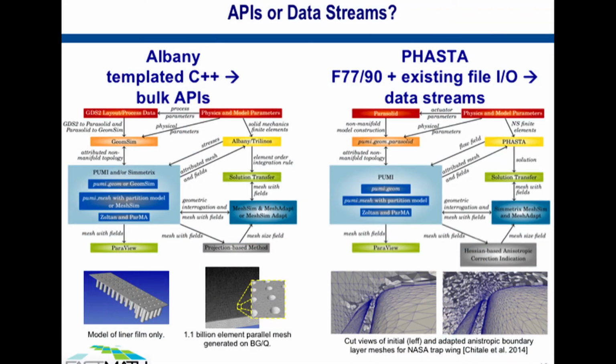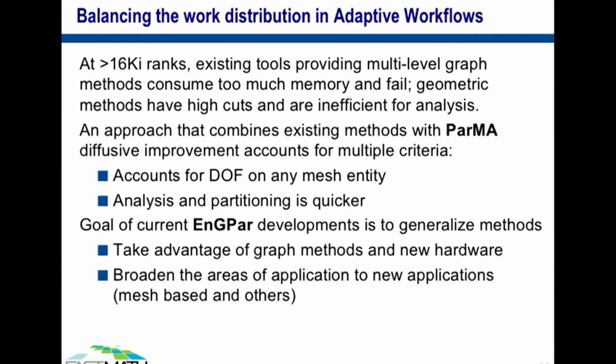You have the Albany code, which is something of a Trilinos demonstration multi-physics framework, using template metaprogramming from C++. So we can use the bulk APIs to transfer data back and forth between what are unstructured mesh data structures and their mesh discretization structures. And for PASTA, it's an older Fortran 77/90 code, with very little interfaces to the internal data structures, and we have an existing file I/O mechanism that has been in place for about a decade. So there we can use the streams to quickly introduce components, get rid of the file I/O bottleneck, and also maintain backward compatibility, as we indicated earlier.